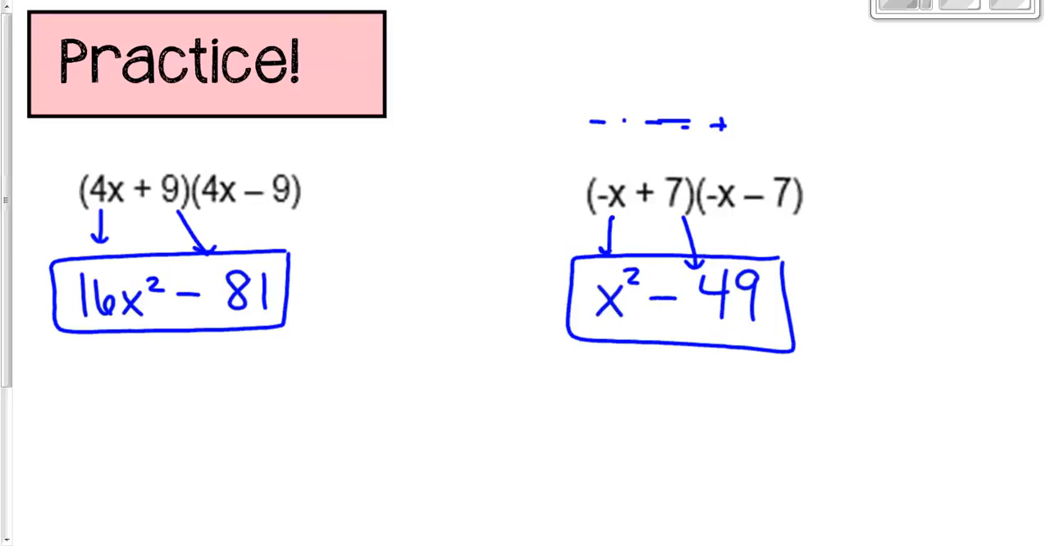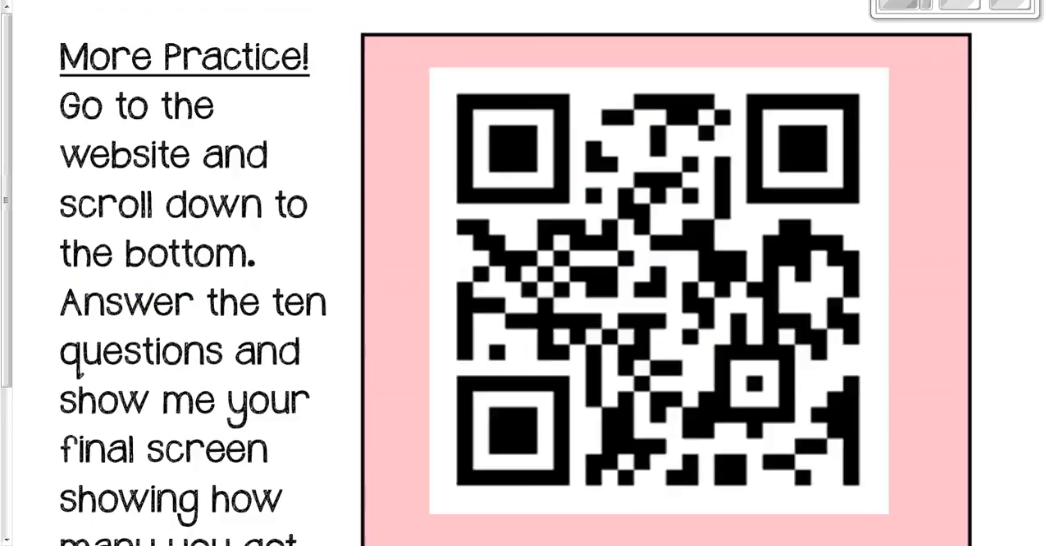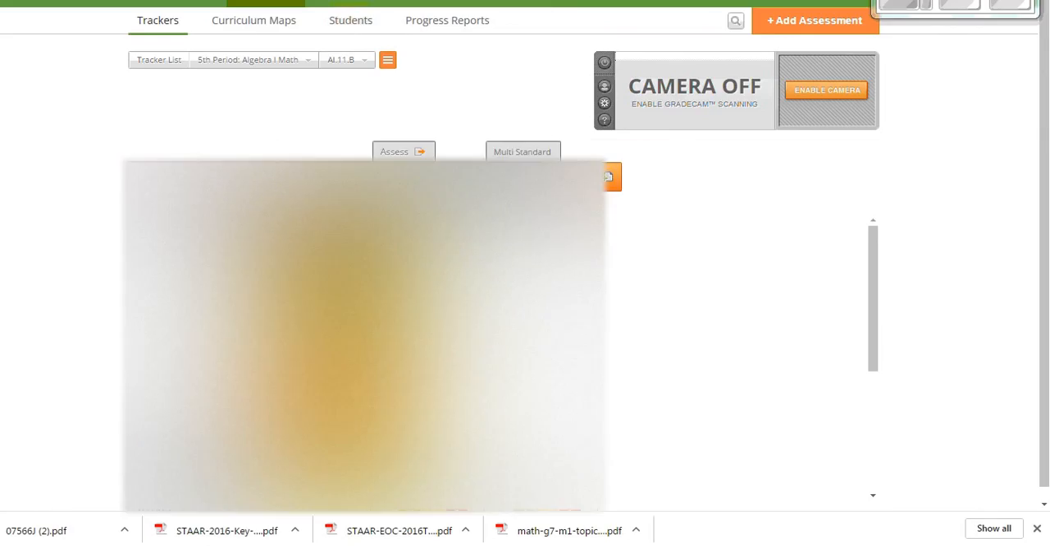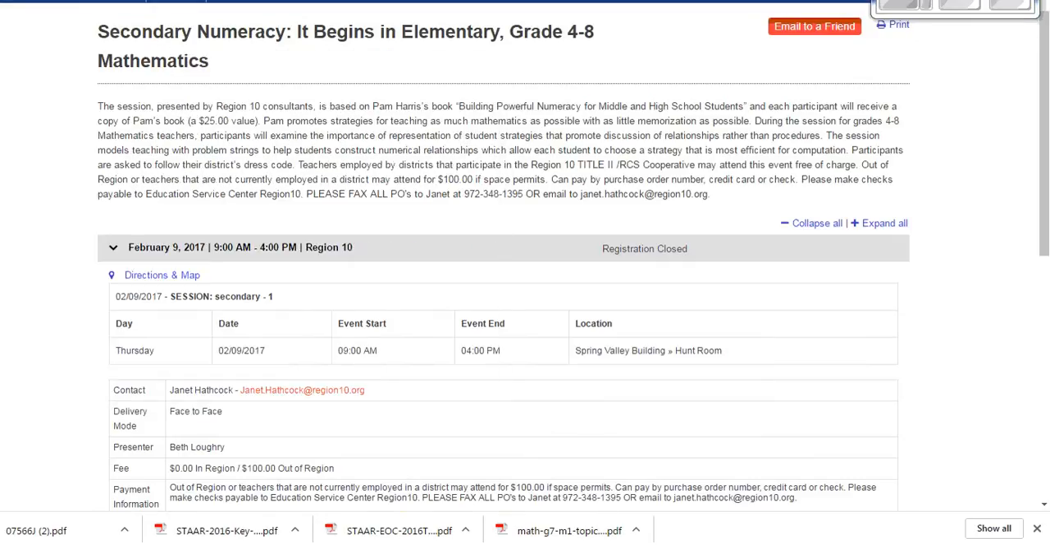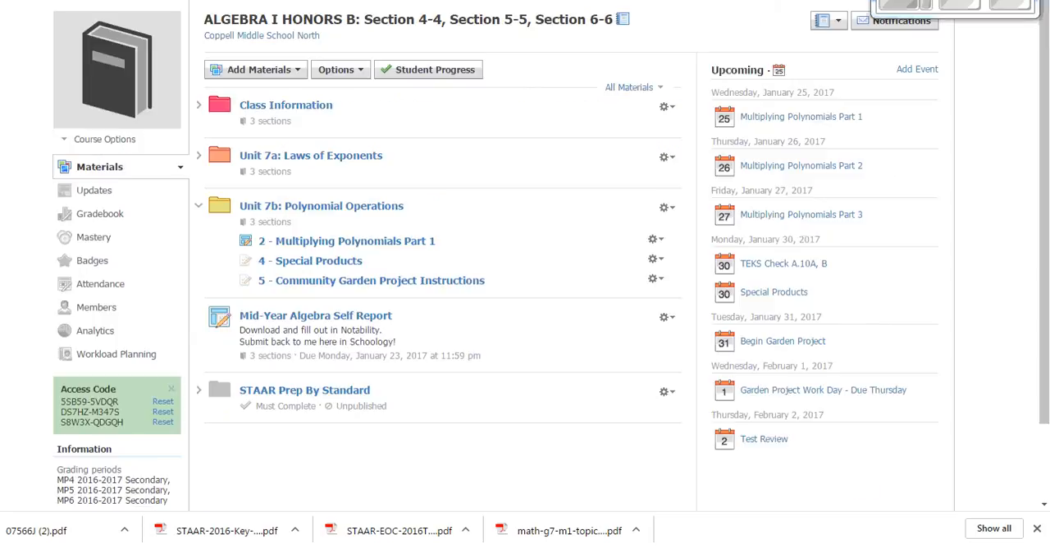The homework isn't on a piece of paper. It is actually online, and I used to have this up here when I did it in class, and people would scan the QR code, but now it's actually in Schoology. So if you log on to Schoology, and I don't think I have it pulled up here. Oh, that's really bad. Okay, I don't have it pulled up. Oh, yes I do. Here we go.